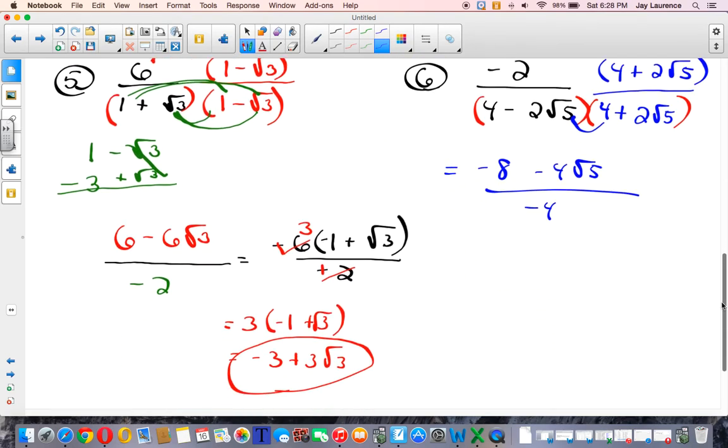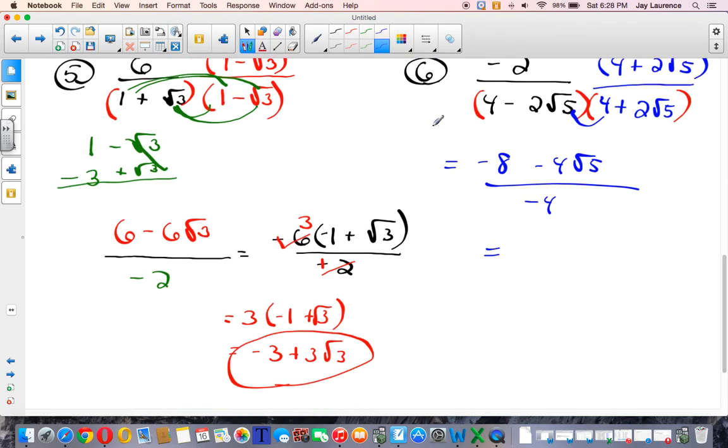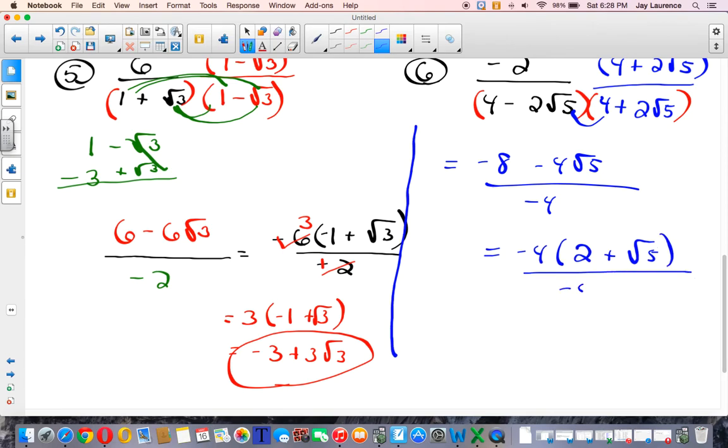Okay, looks like I can simplify this further. I'm going to factor out a negative 4 from my numerator, and that'll give me a 2 plus rad 5. Now I have a negative 4 in my denominator, and these will cancel because this is multiplication, and that's a division bar. And division can undo multiplication. So the simplest answer is 2 plus rad 5.